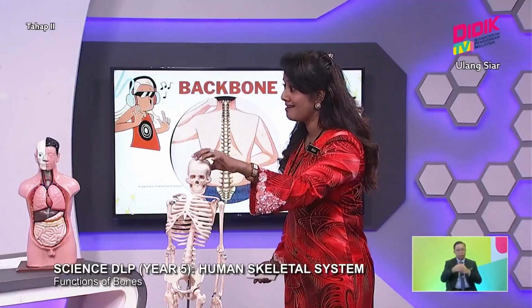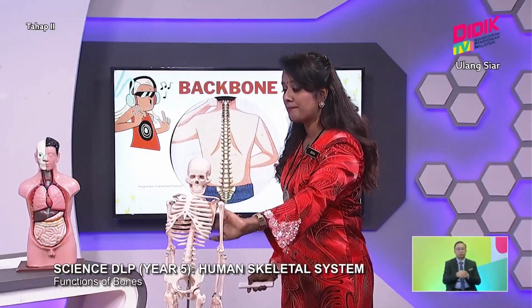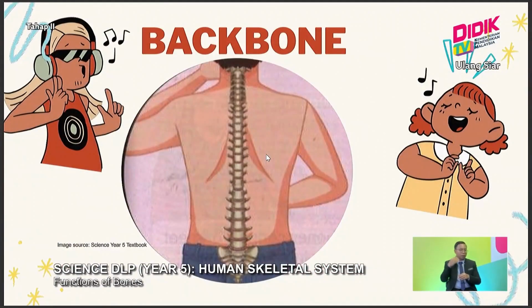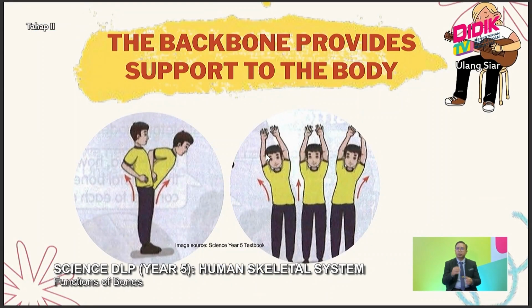Next is the backbone. Can you see the backbone? It's slightly bent. Exactly. Our backbone provides support to our body. That's why we can stand here, and we can move sideways, front, back, everything, because of the backbone. So it really helps support our body.